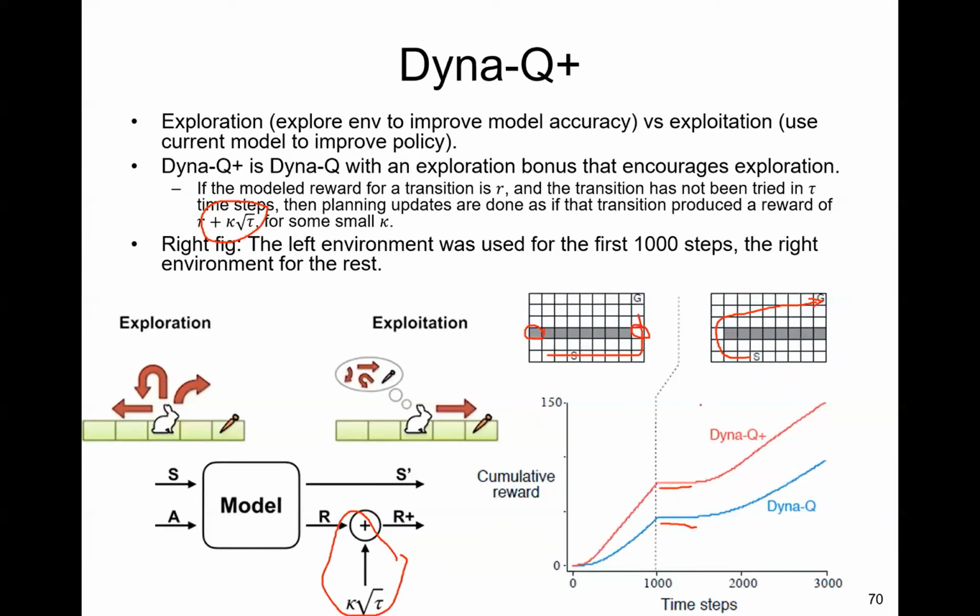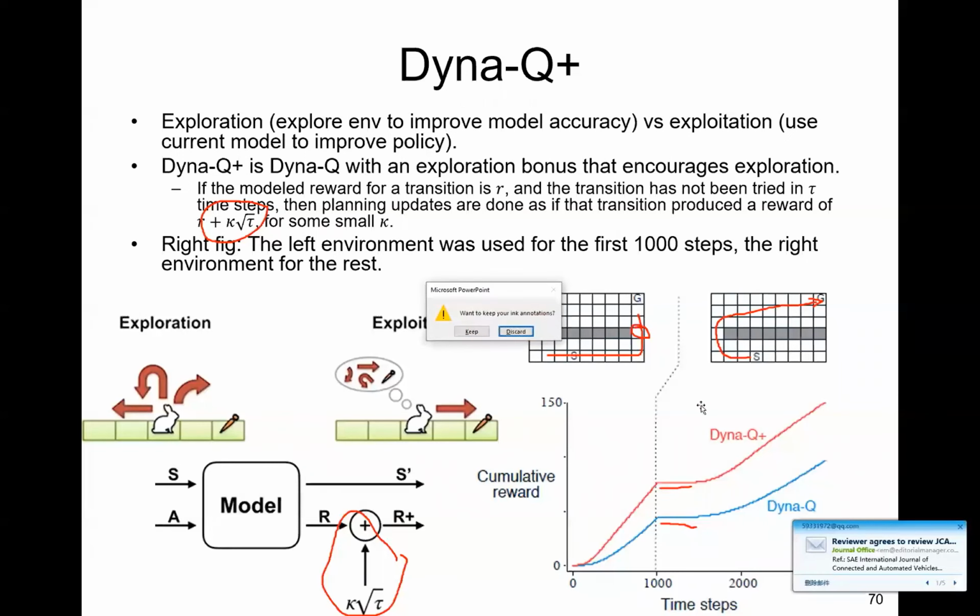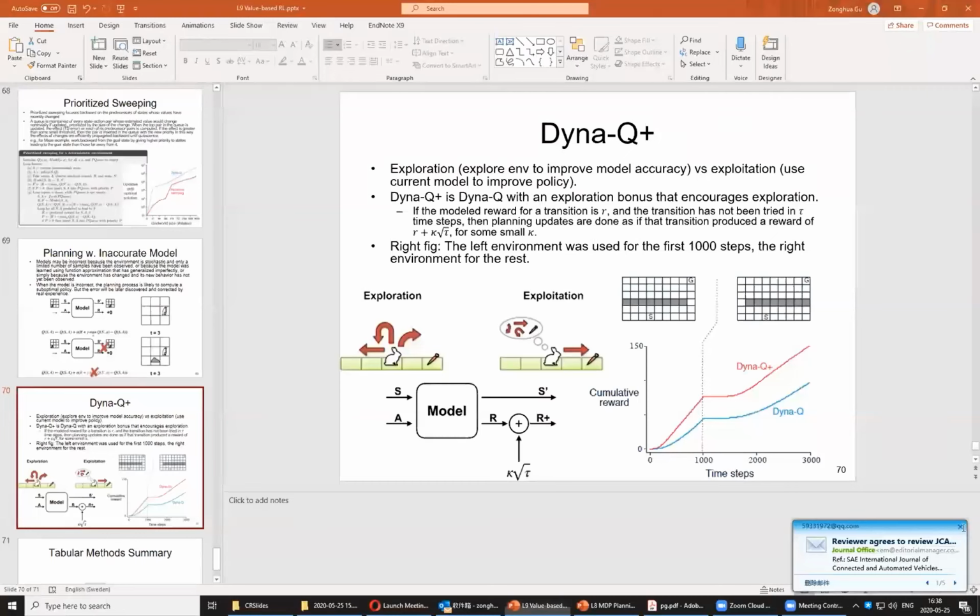So this is, if you recall from the multi-armed bandit example, where you had an exploration bonus for the arm that you haven't pulled for a long time. So this is similar, to encourage you to explore the unknown.